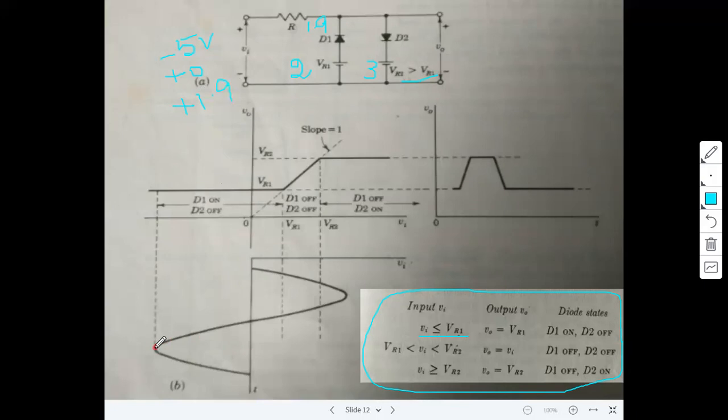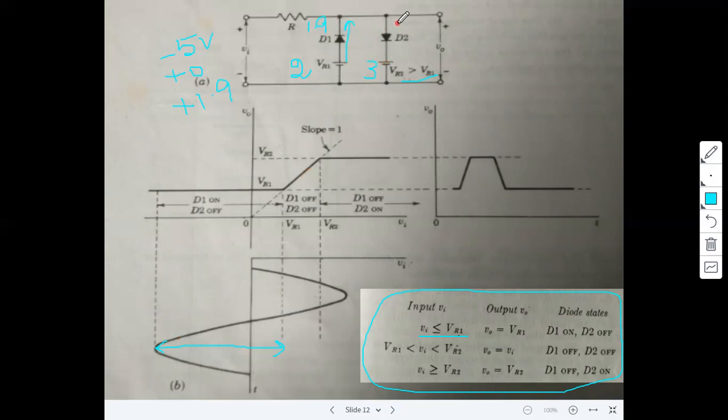That means from minus 5 to 1.9, or approximately 2 volts. That is the first case. For this entire region, diode D1 is on. Why? Because 2 is greater than 1.9. Diode D1 on. What about diode D2?